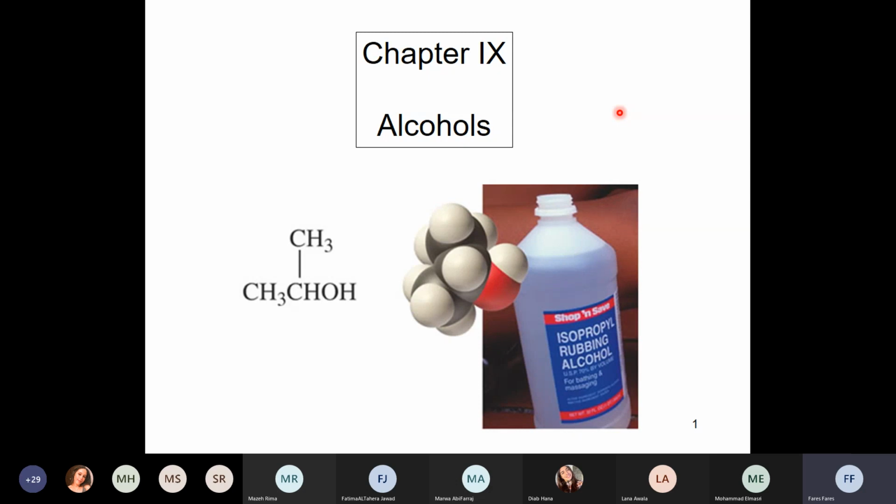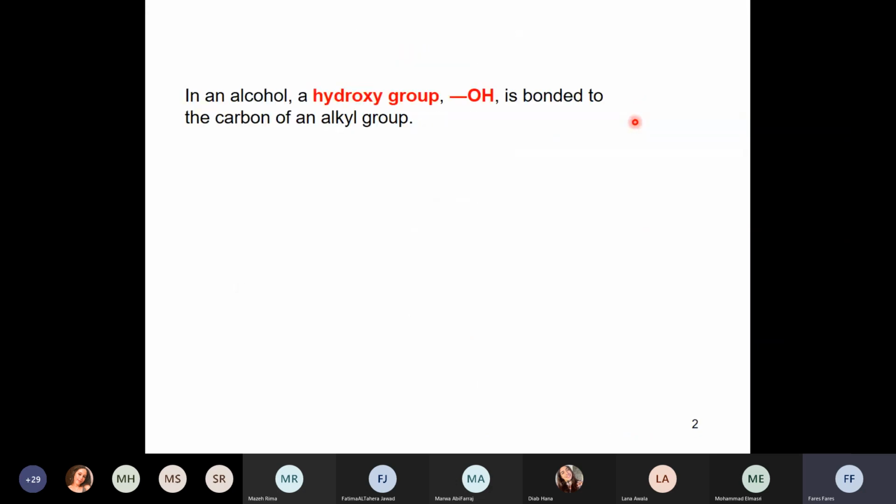First, let's define alcohols. I'm sure you all know what an alcohol means. Alcohol في عنده hydroxyl group OH bonded to the carbon of an alkyl group. هيدا شغلة لازم تكون معروفة للكل. وعادة نعمل classification للالكوهولز حسب the number of carbon directly attached to the carbon اللي عنده OH.